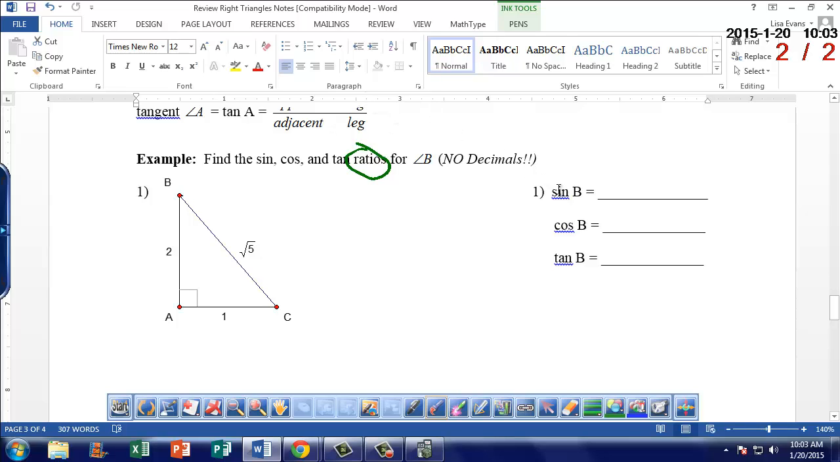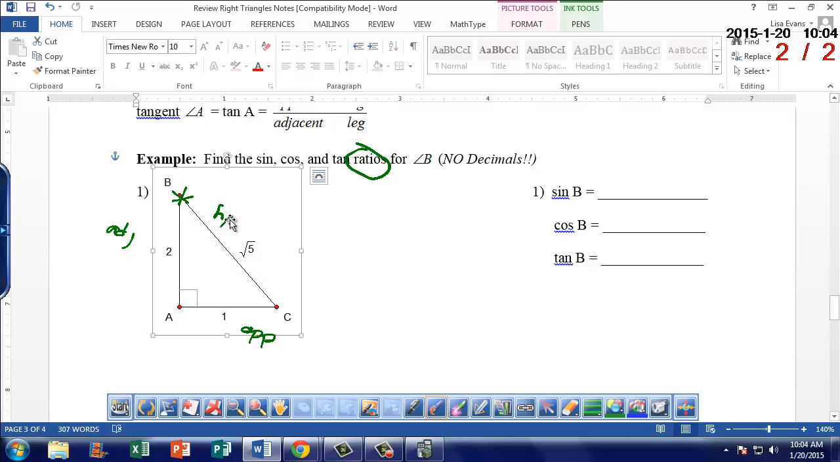Notice I asked you for the sine, cosine, and tangent of angle B. That means our starting point is angle B. So in relationship to angle B, this is called the opposite side. This is called the adjacent. Adjacent means next to. Now technically we have two sides that are next to that angle, but this side is special because it's the hypotenuse. Okay, so if I want the sine of angle B, that means I start at B and sine was SOH. I want the opposite over the hypotenuse. So 1 over root 5.